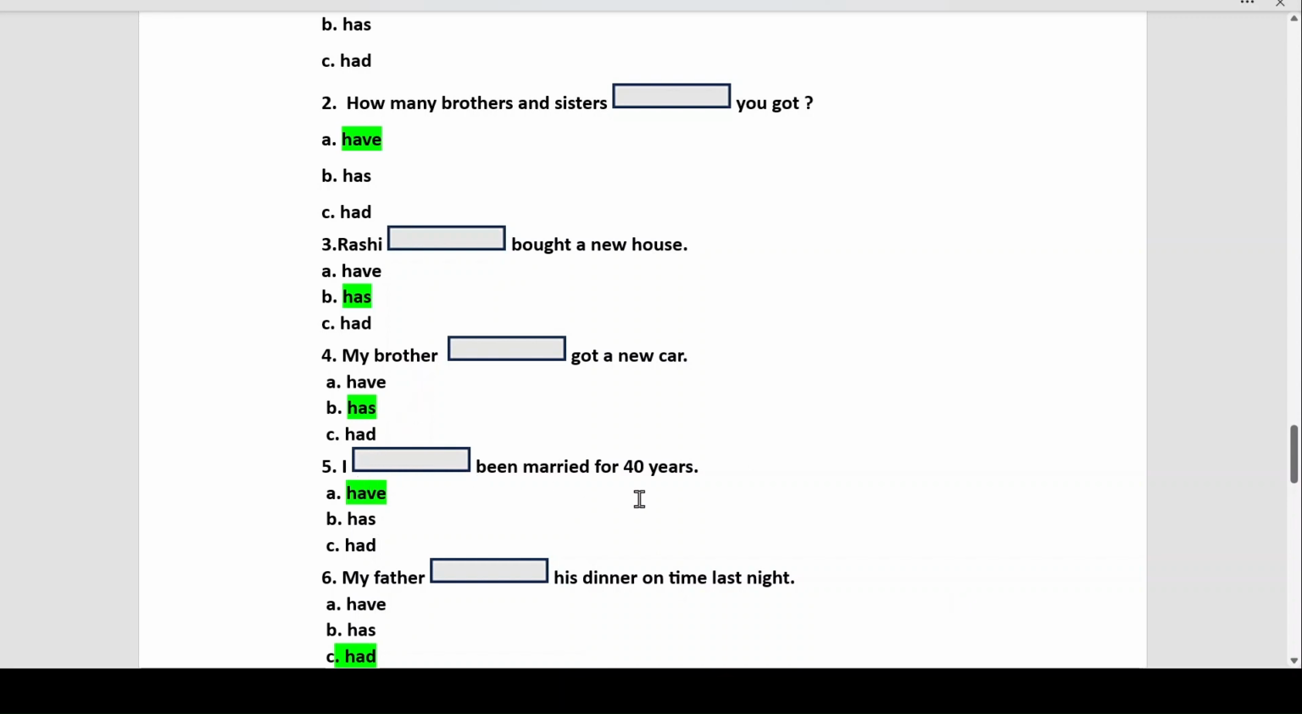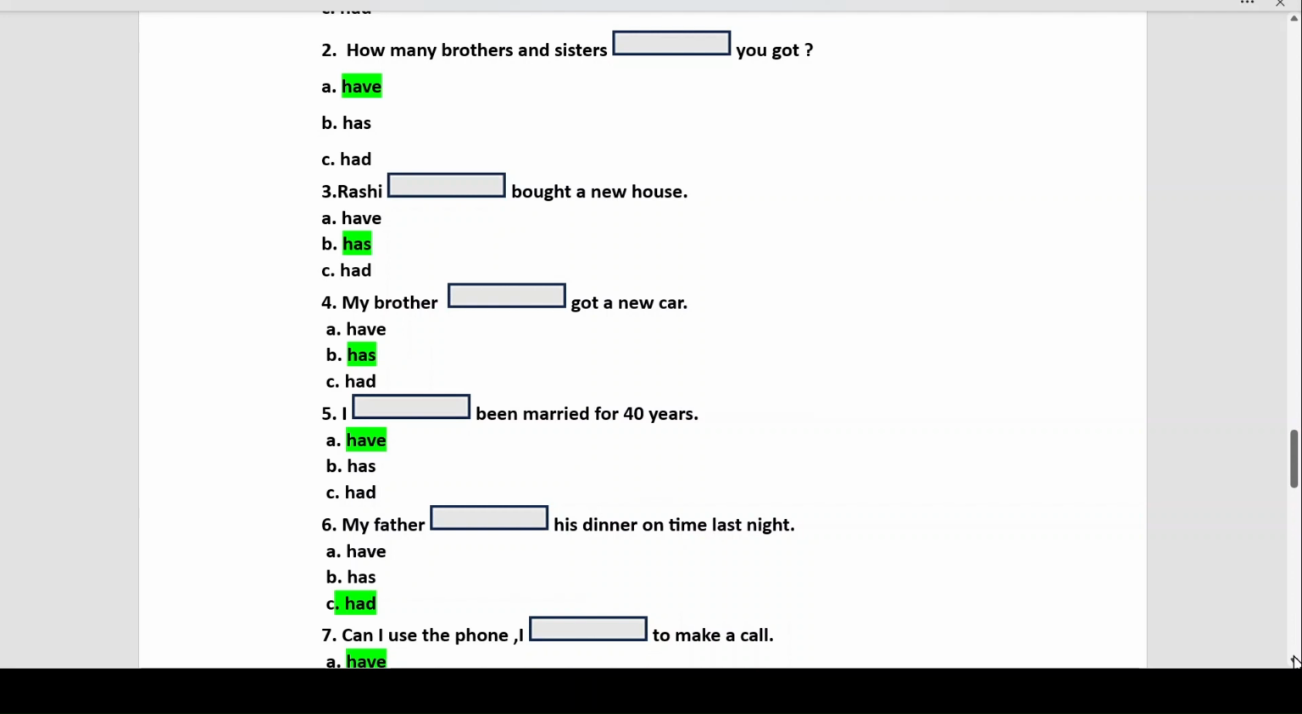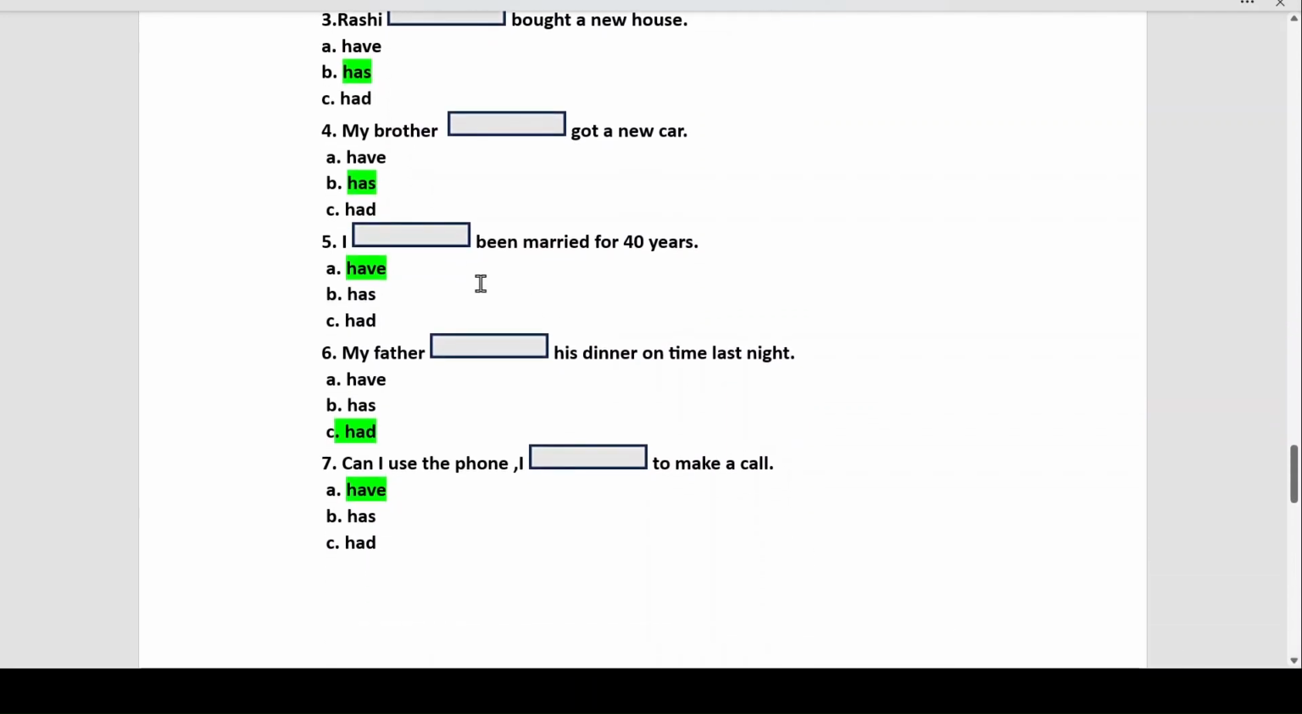I dash been married for 40 years. I have been married for 40 years, because I is your subject and it is in present perfect tense. That means I have been married in the past and I'm still married. That is why it is considered to be present perfect tense. And wherever perfect tense comes, the word been comes into the picture. So I have been married for 40 years. Why have been? Because your subject is I, and have follows subjects I, you, they, we, or any plural subject.